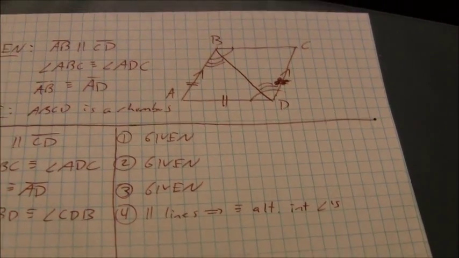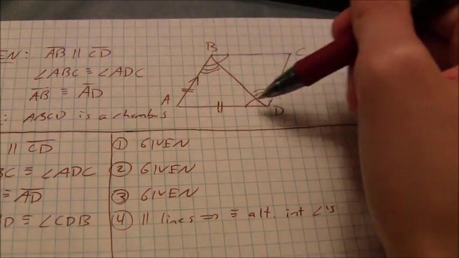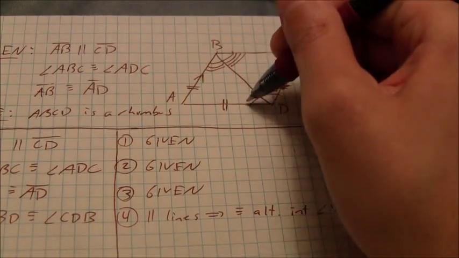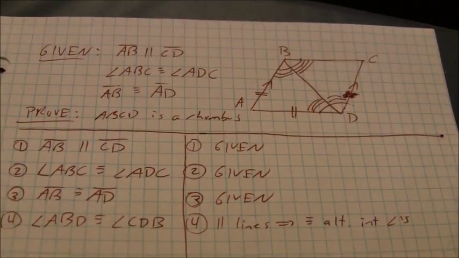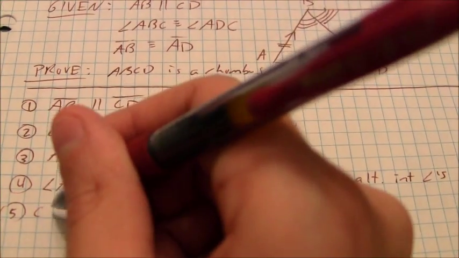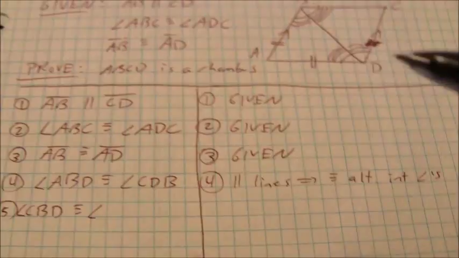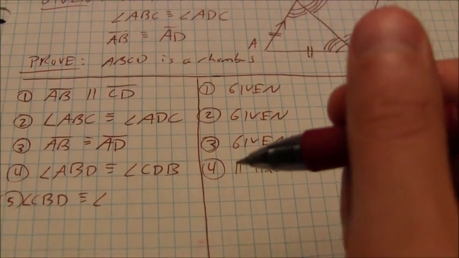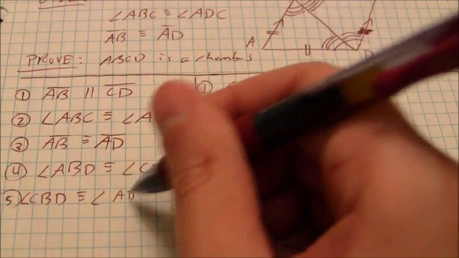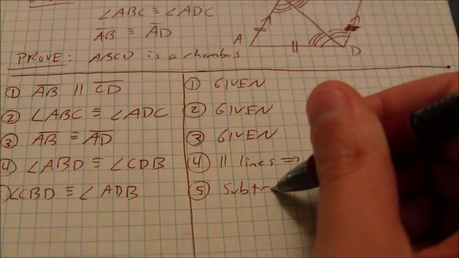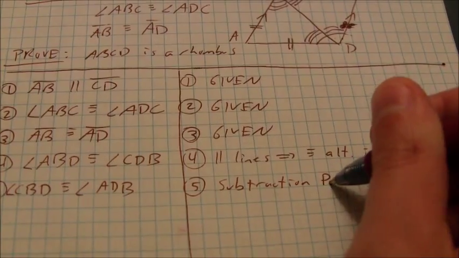And I can now use the subtraction property. I have equal angles and I can subtract equal angles, and I can show that this angle on this side is congruent to this angle on the other side. So I can show that angle CBD is congruent to angle ADB, and that's because of the subtraction property.